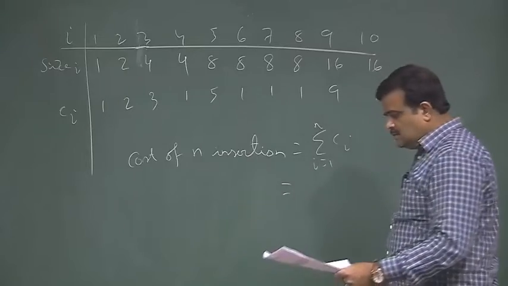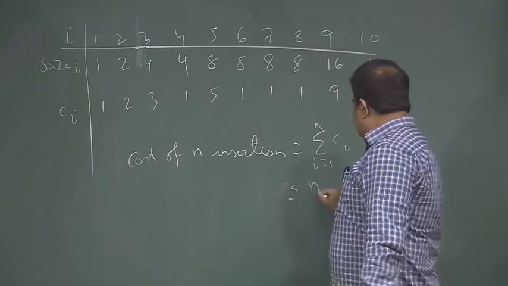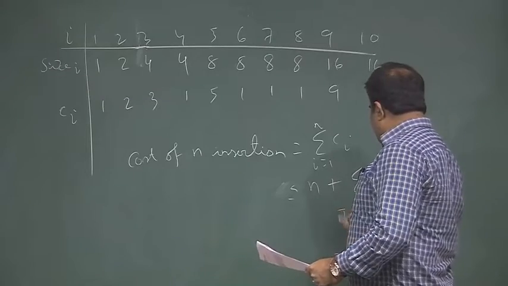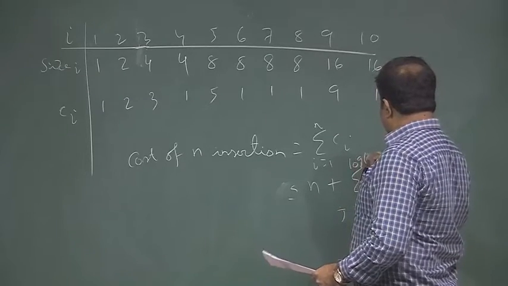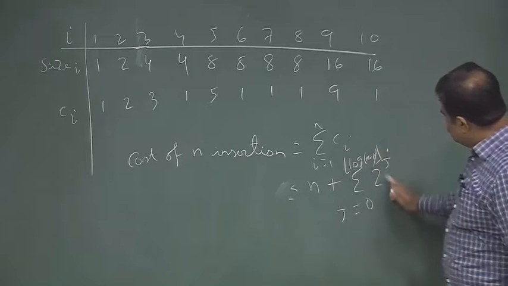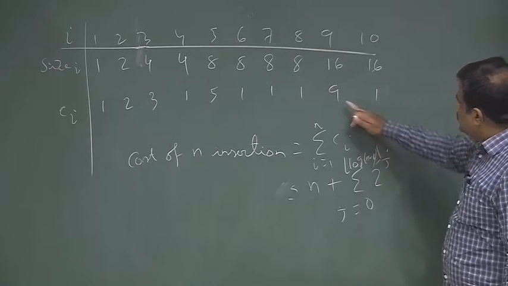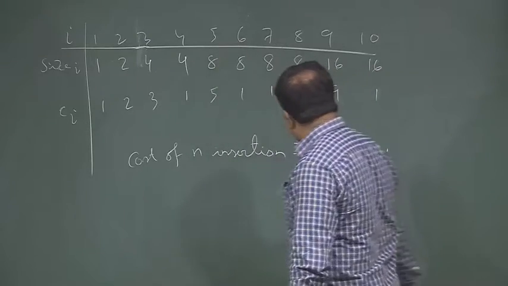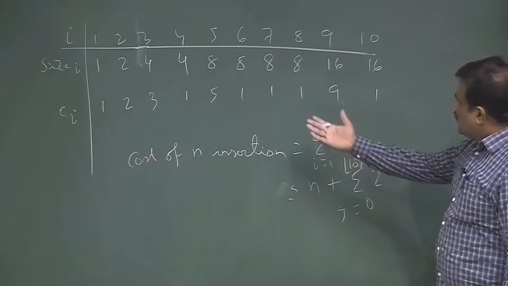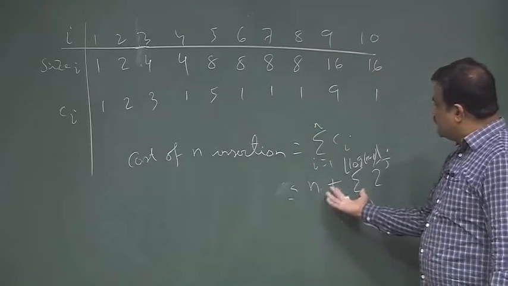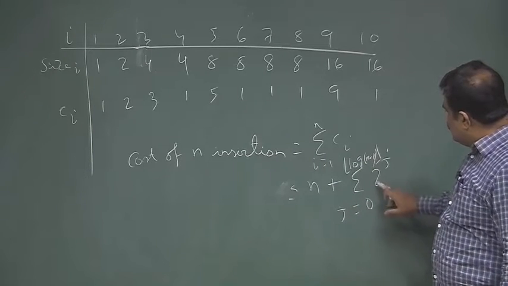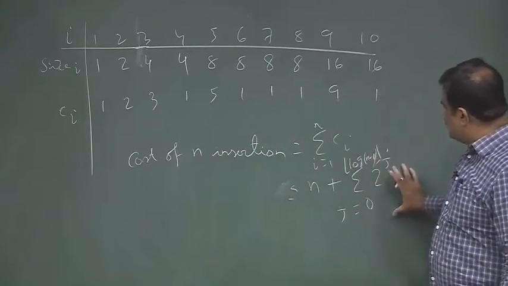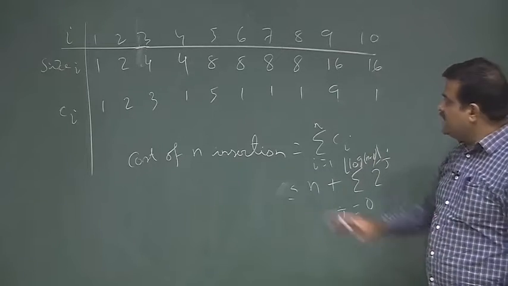Now, the sum of the c_i's is less than or equal to n plus the summation of 2 to the power j, where j varies from 0 to the floor of log n minus 1. Why is it 2 to the power j? Because for i equal to 5, we are copying the existing items, and that happens only for these values, where we have this huge cost; otherwise every time we have 1.